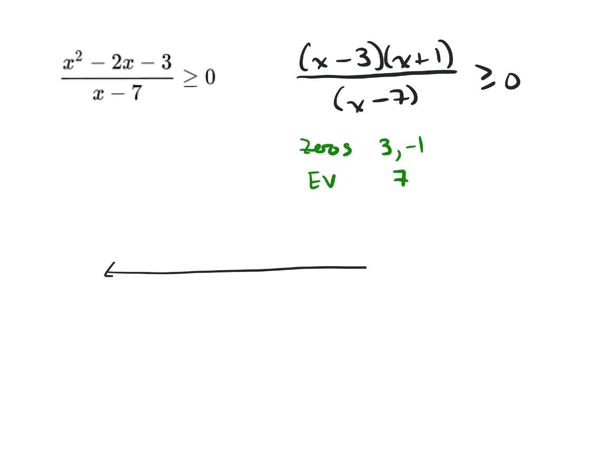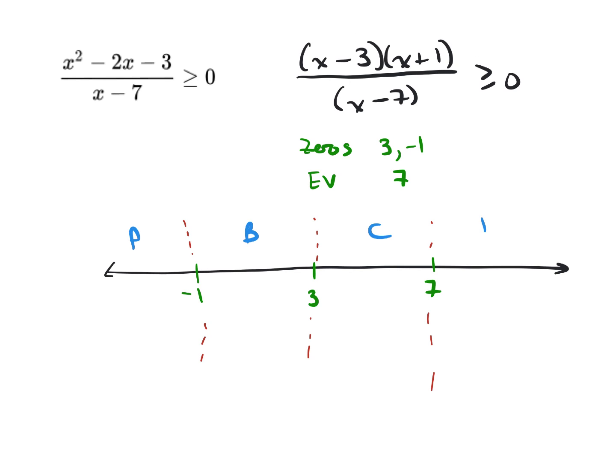So I'm actually going to have 3 numbers on my number line. They're going to be -1, 3, and 7. So that's going to put me into 4 regions: A, B, C, and D.